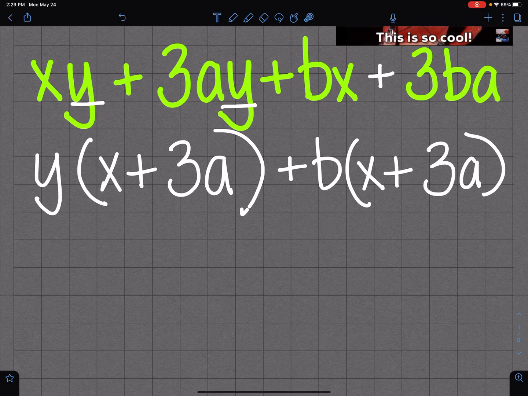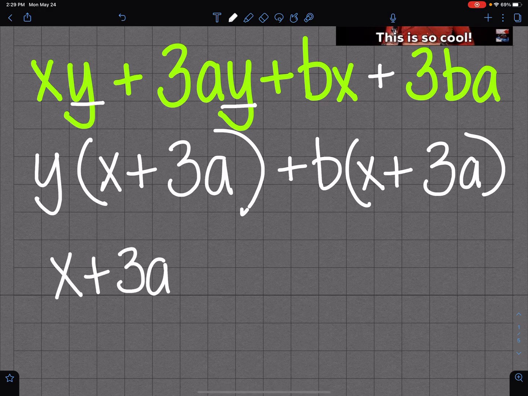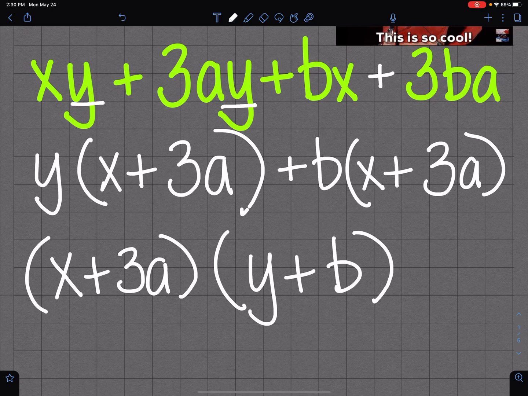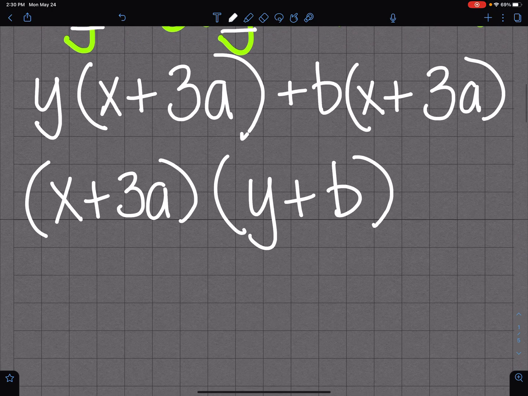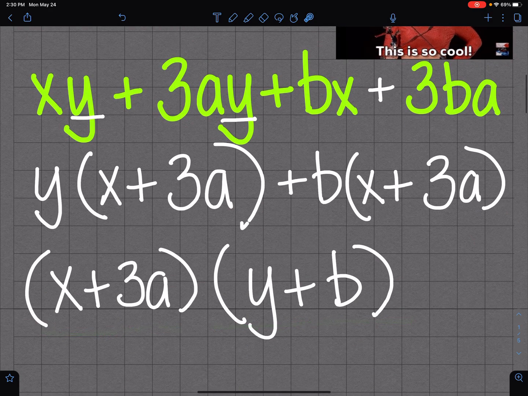Now, look what you just did. We have an x plus 3a here and an x plus 3a here. So now you can actually factor out the x plus 3a. And then what do you have left? You have the y plus b. So you have two expressions here, two parentheses multiplied together. If you did work that out and multiply it out, you'd end up with this expression way up here.